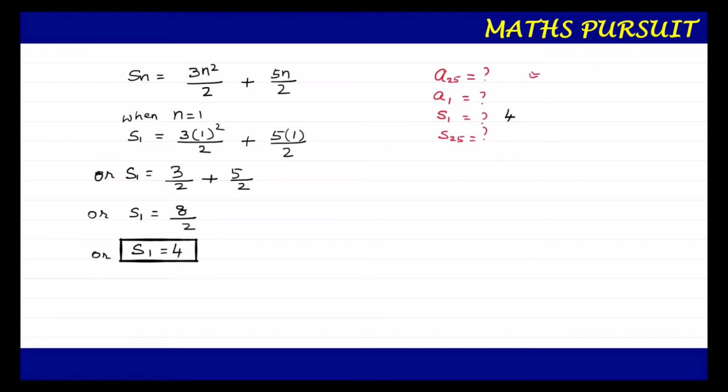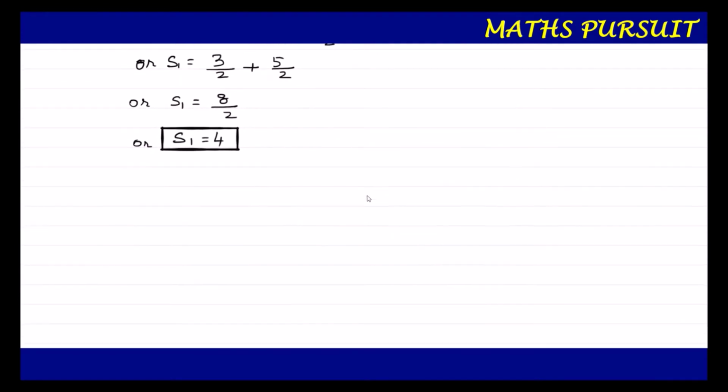Now let us move ahead in finding out the next term, that is S25. Similarly, we will consider what happens when n is equal to 25. When n is equal to 25, I can write S25 is equal to 3 into 25², because it is 3n² upon 2 plus 5n, that is 5 into 25, upon 2.